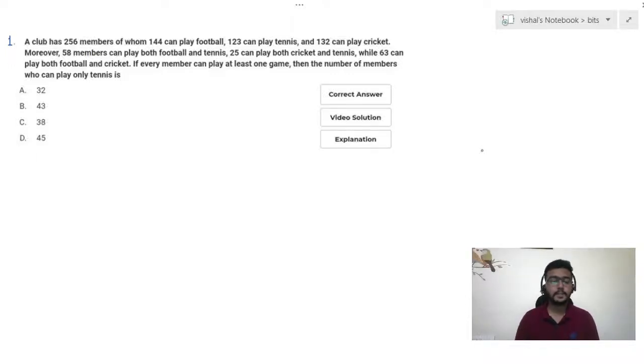Today we will discuss 2 to 3 questions of quantitative aptitude which were asked in previous year examinations. So let's start with question number one.